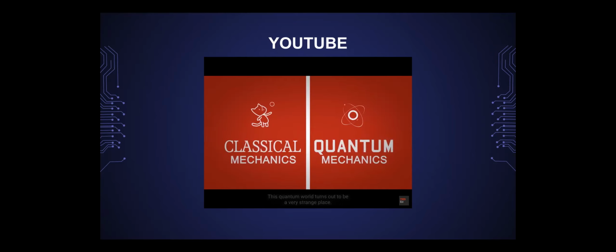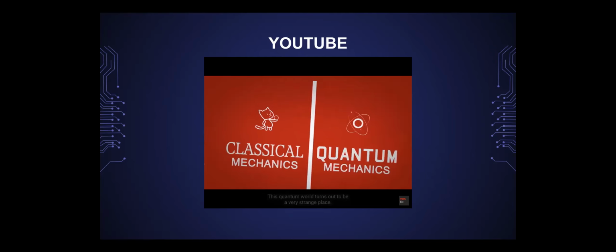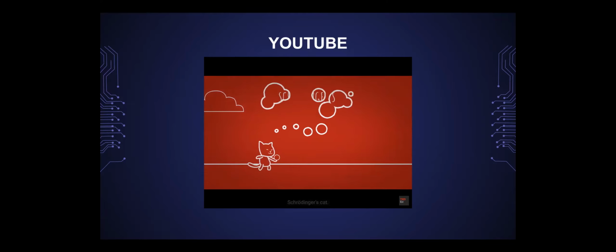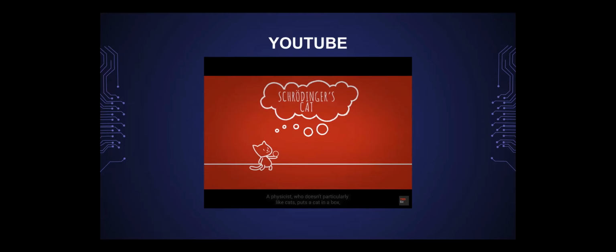This quantum world turns out to be a very strange place. An illustration of quantum strangeness is given by a famous thought experiment, Schrodinger's cat. A physicist, who doesn't particularly like cats, puts a cat in a box, along with a bomb that has a 50% chance of blowing up after the lid is closed.